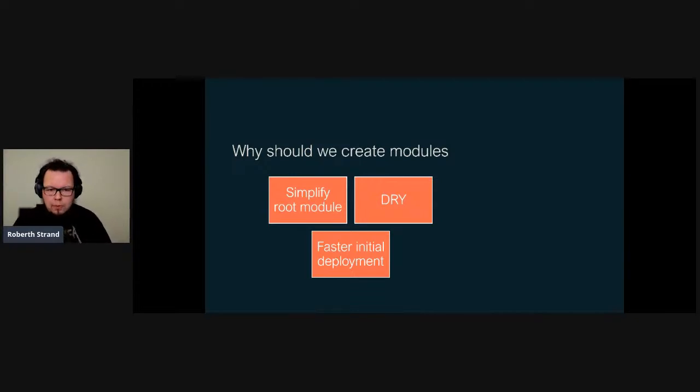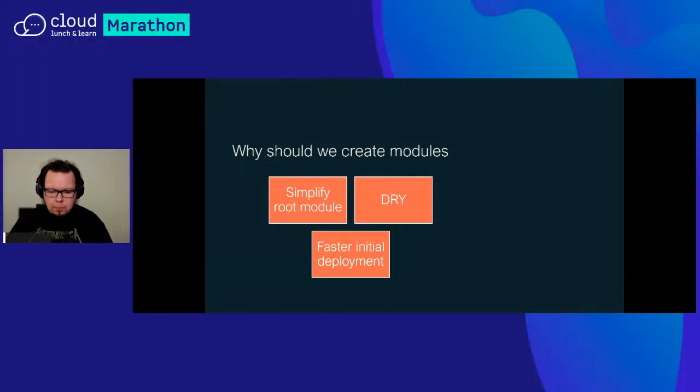So your root module should be something that you can read and understand easily. One of the reasons why we create what's called child modules is to simplify the root module, so you don't have several thousands of lines of code, but maybe refer that you're going to use code from somewhere else. And then you come to the principle of DRY, which means don't repeat yourself.